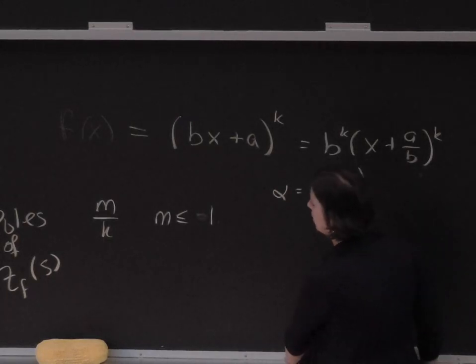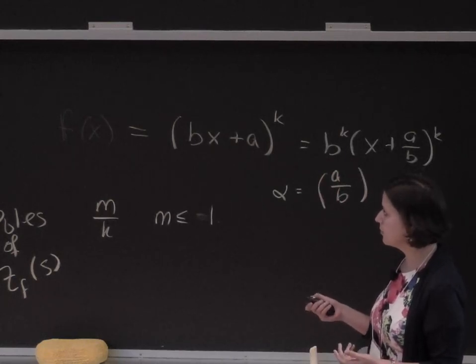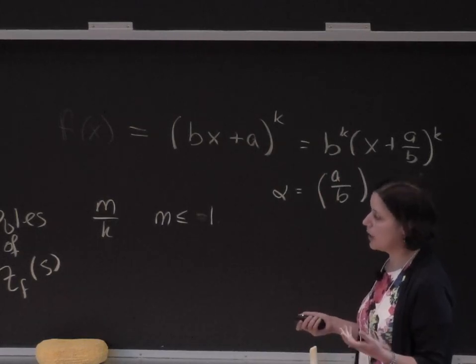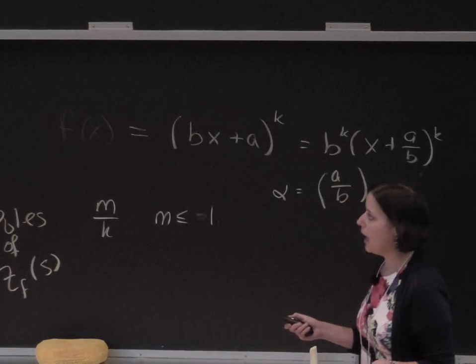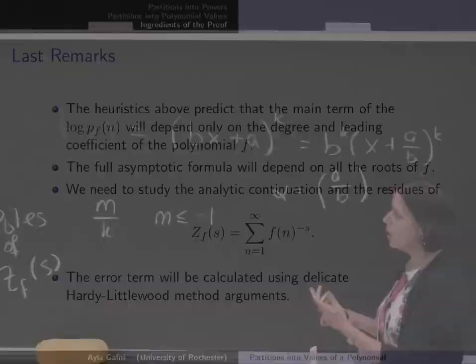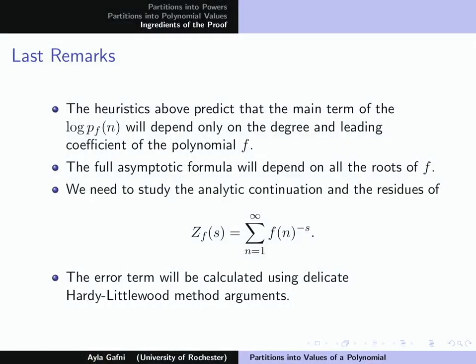So the poles of Z of S look like M over K, where M is less than or equal to 1, potential poles, because you might not have poles everywhere, but the integrand at least will have at most simple poles at these values. And so once you deal with the residues and the poles of this, then you can plug that in to the Hardy-Littlewood method arguments, but it will be delicate and would probably need to be split up into several different cases, depending on the degree and on what assumptions you have about the roots.